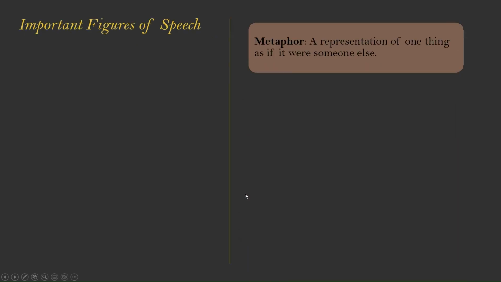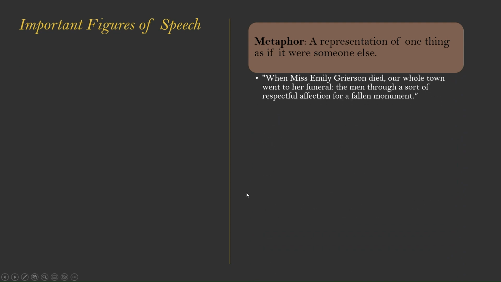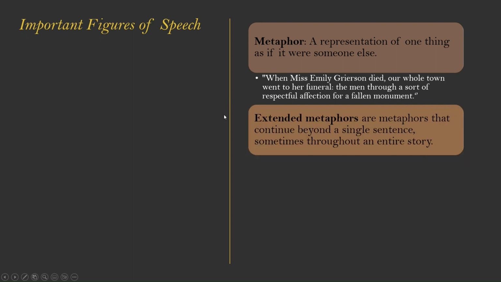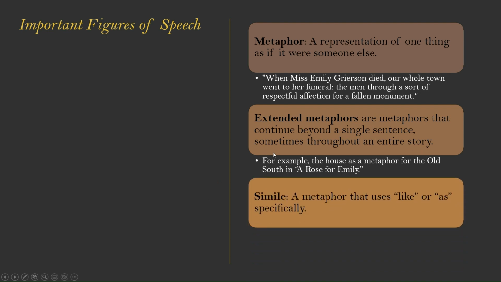You have a metaphor, which is a representation of one thing as if it were something else. In A Rose for Emily, she's referred to as a fallen monument. That is a metaphor because she's being represented as something else for symbolic meaning. You can also have an extended metaphor, which also shows up in A Rose for Emily. The house is a metaphor for the Old South, an extended metaphor because it shows up again and again throughout the story. And then the simile.